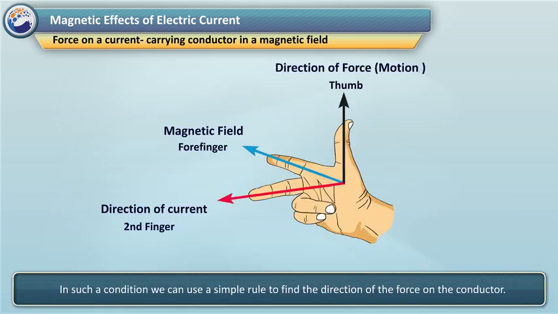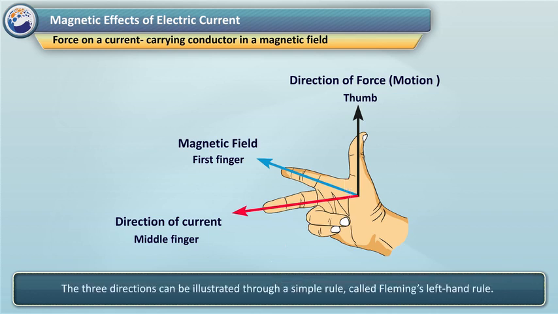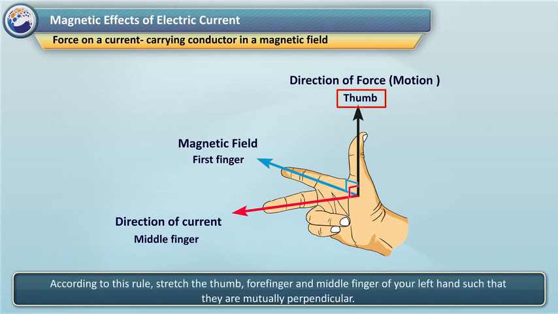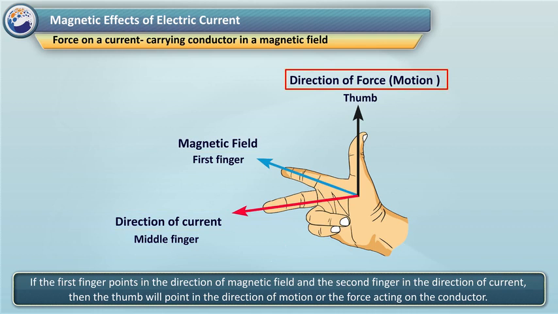In such a condition, we can use a simple rule to find the direction of the force on the conductor. In this activity, we considered the direction of the current and that of the magnetic field perpendicular to each other and found that the force is perpendicular to both of them. The three directions can be illustrated through a simple rule called Fleming's left-hand rule. According to this rule, stretch the thumb, forefinger and middle finger of your left hand such that they are mutually perpendicular. If the first finger points in the direction of magnetic field and the second finger in the direction of current, then the thumb will point in the direction of motion or the force acting on the conductor.